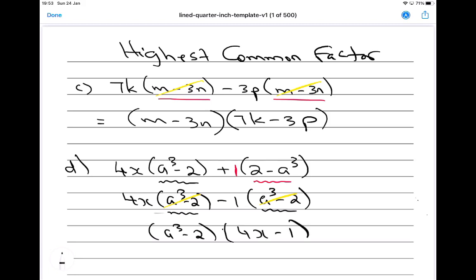Then check. Do you think you can factorize this thing any further? Unfortunately, you can't. Later on, we shall talk about difference of cubes and difference of squares. A cubed minus 2 is not really difference of cubes, although you can manipulate it and write it somehow like that, but that is not at our level for now. So this will be the answer for D.